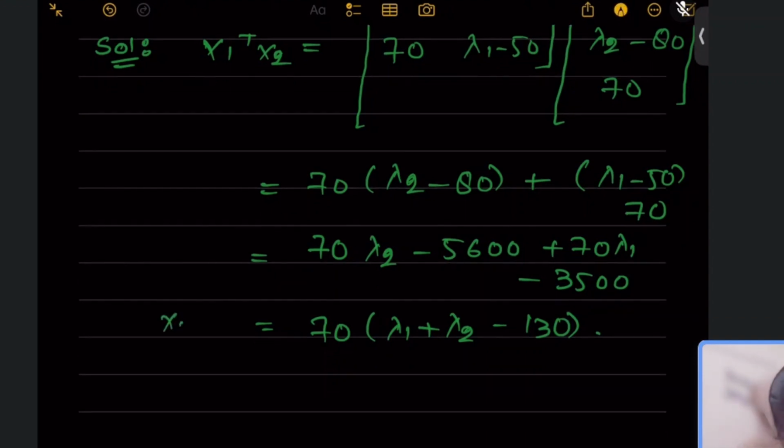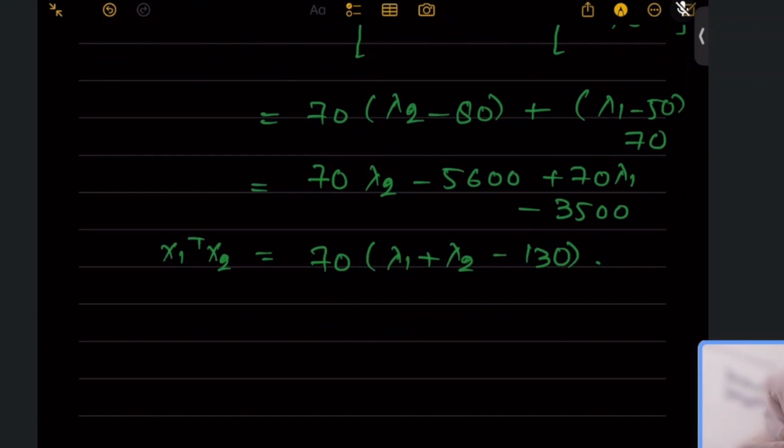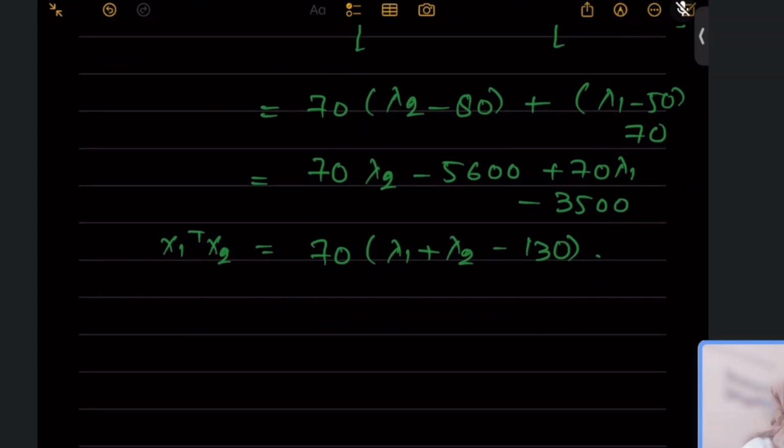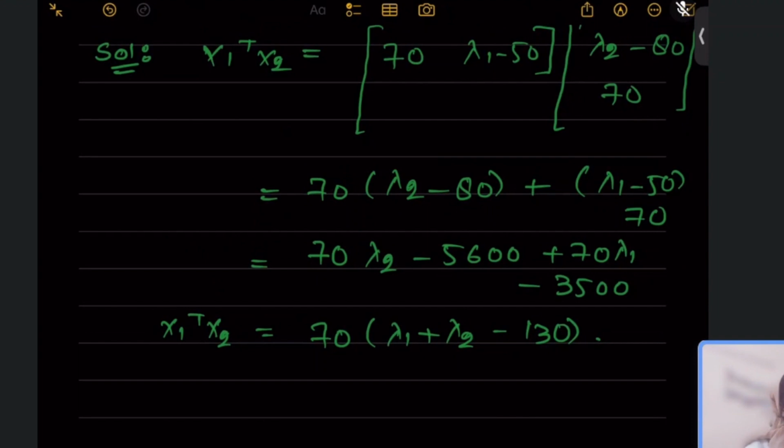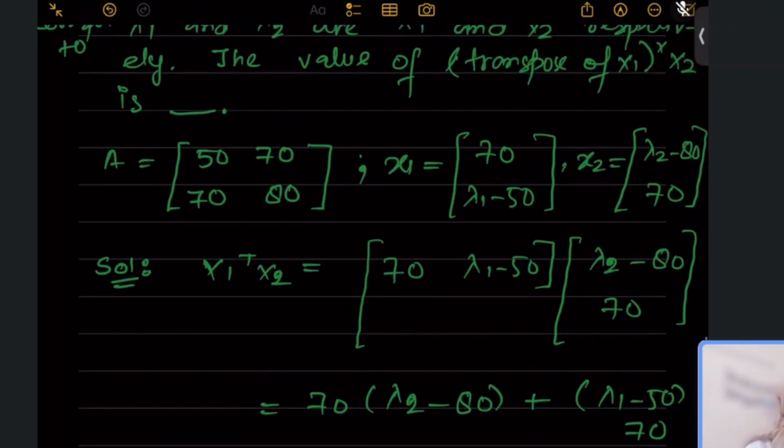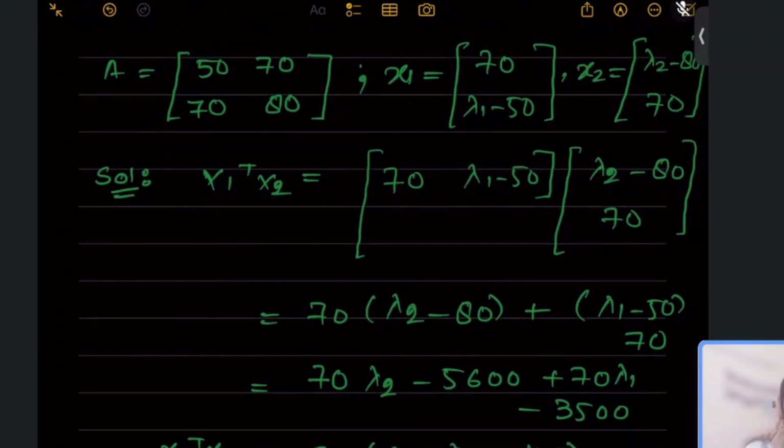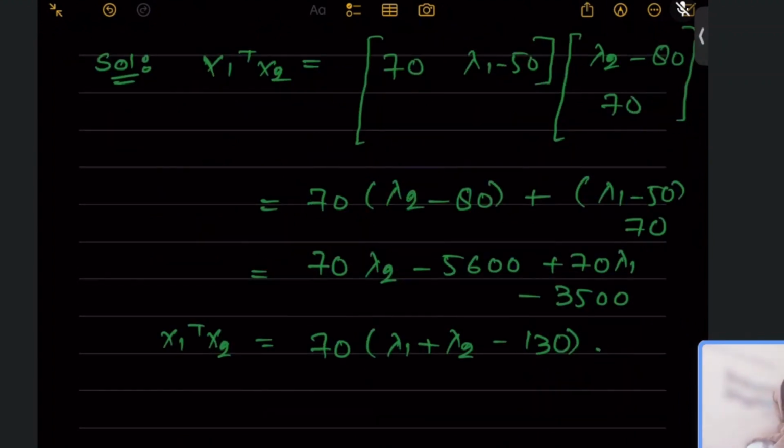Am I doing it right? You guys can tell me if there is any mistake. So here, lambda 1 plus lambda 2, we know that this is the sum of the eigenvalues and it is equal to the trace of the matrix. Since the matrix is given, we can simply write 50 plus 80 instead of lambda 1 plus lambda 2, right? So we will do it like 70 into 50 plus 80 minus 130 and it is coming out to be 0. So how many of you followed the same procedure?